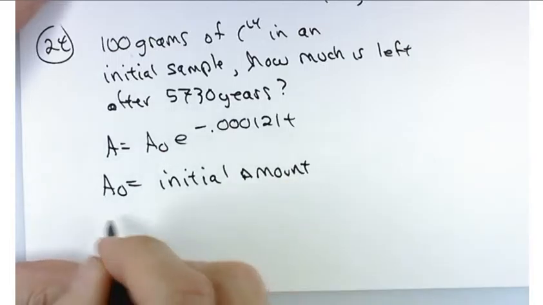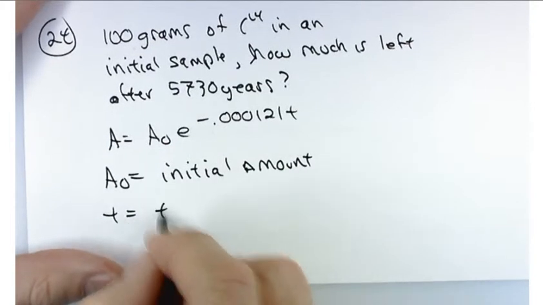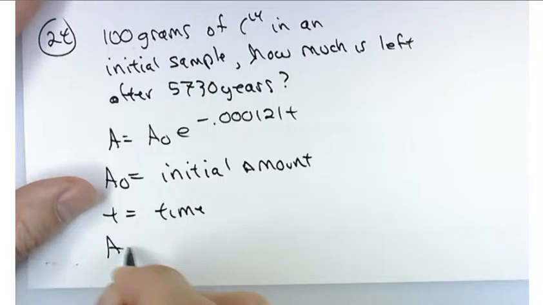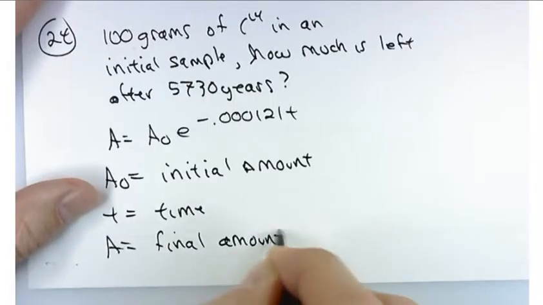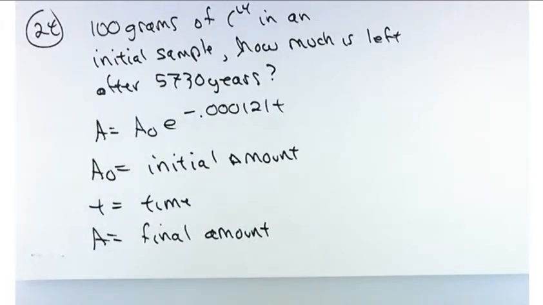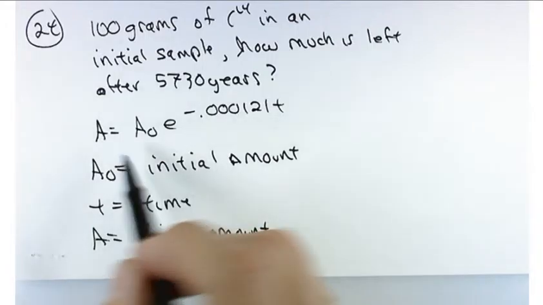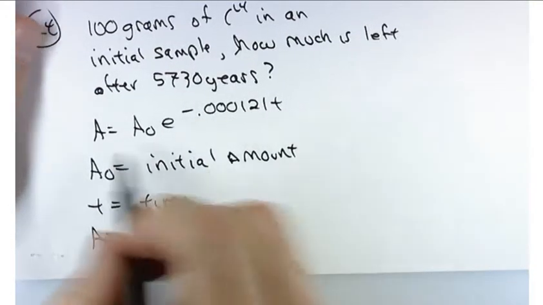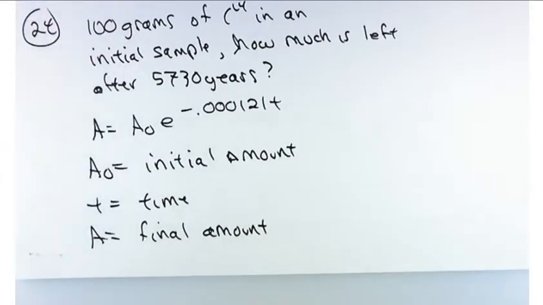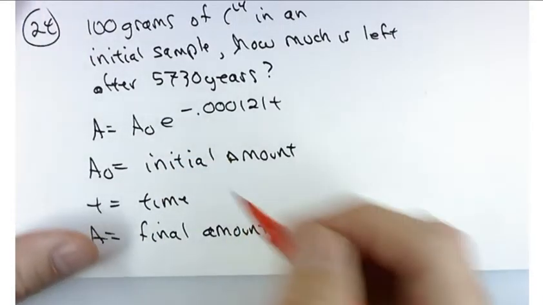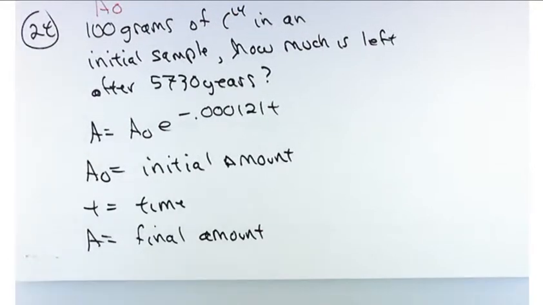That's how much you start out with. T, of course, would be time, and A is your final amount. So really, I'm giving you kind of a fancy way to put something into this formula. What numbers have I given you here? What's the 100 grams going to represent for us? That's our A sub 0. And obviously the 5,730 is time.